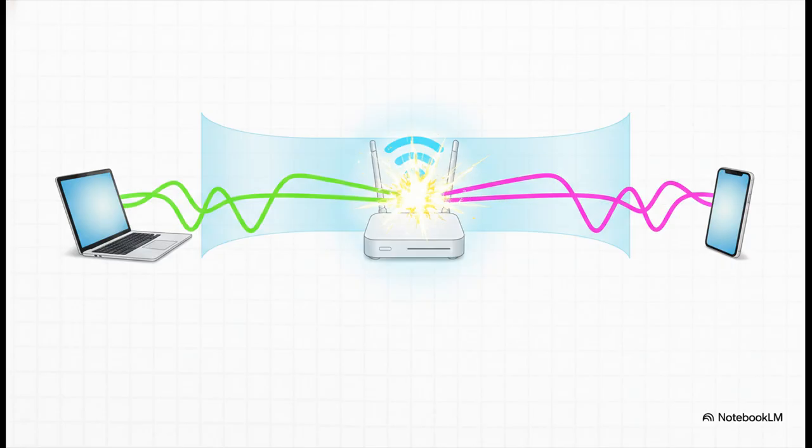Wireless also has this extra tricky situation called the hidden node problem. This is where, say, your laptop and your smart TV can't hear each other because they're on opposite sides of the house, but they can both hear the Wi-Fi router in the middle. So they might both try to talk to the router at the same time, and their signals collide right there at the access point, causing problems.